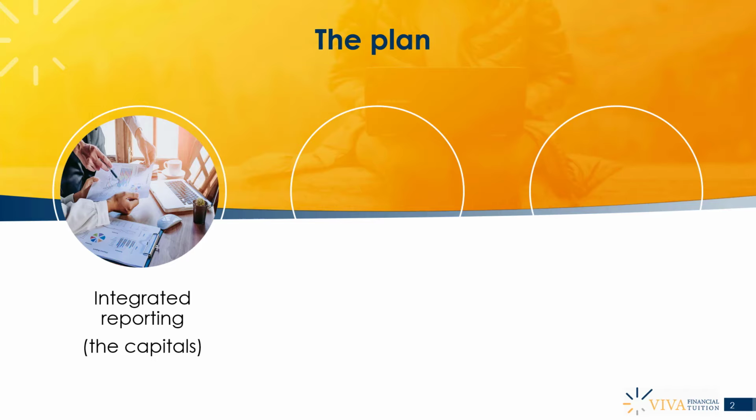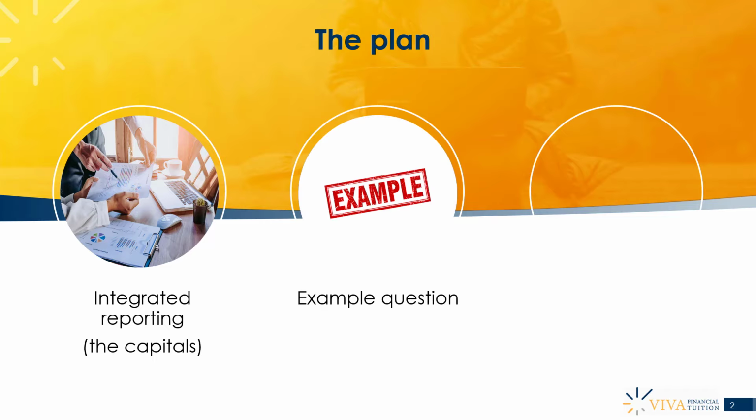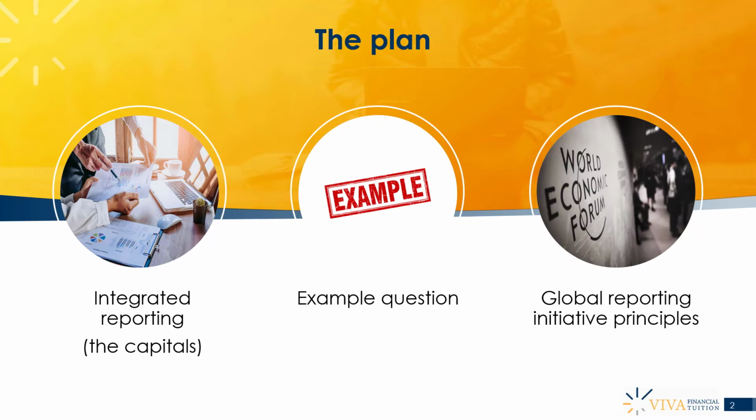So the first of those is integrated reporting, also known as the capitals. And this is some high-reaching guidance that larger companies are supposed to take into account when deciding what to include in their financial statements. I'm not talking about the numbers at the back. I'm talking about the bit at the front, the director's statement, the director's report, where they're updating you on what's happened in the business. We'll then have a look at an example question to see how integrated reporting is examined. And then we're going to look at something very closely related to integrated reporting, the Global Reporting Initiative Principles. So this is a separate set of guidance, but it is very closely related to integrated reporting.